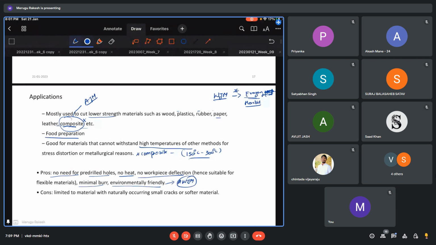Similarly, disposing of these particles, in abrasive water jet machining, disposing of the slurry or whatever I get after machining is also a challenging task. So these are not eco-friendly. But water jet machining is environmentally friendly. I can just keep a filter and reuse the water.